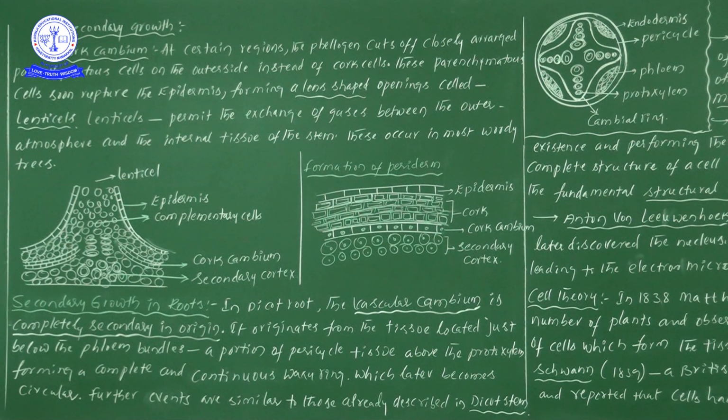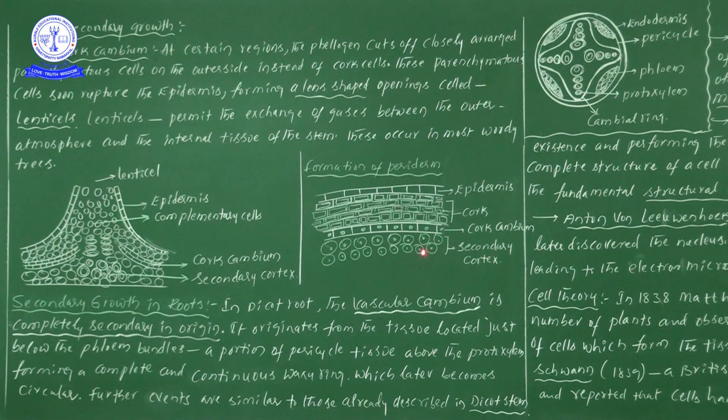Now one interesting phenomenon I'll tell you. When this cork cambium divides, a few cells are developed outside and a number of cells are formed inside. The interesting point is that the inside cells are living, and the cells outside the cork cambium are dead. Now see, the epidermis is here and it is dead, here the cork cambium is there, and here the secondary cortex is there.